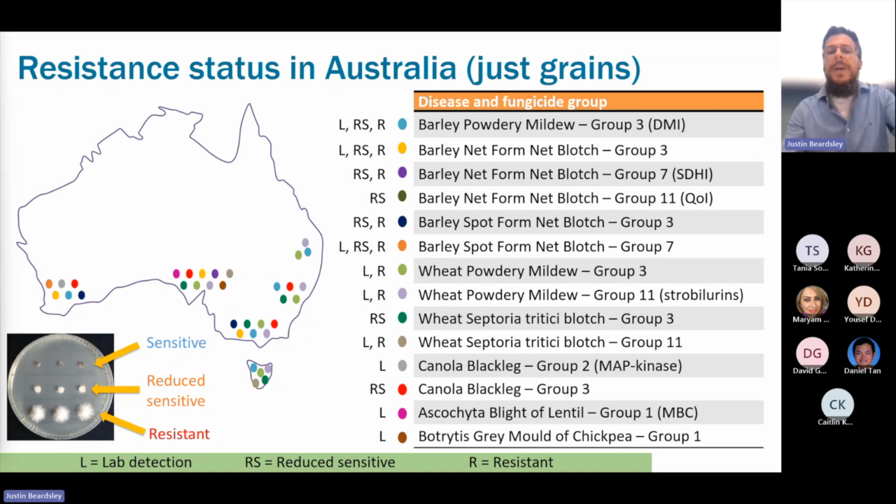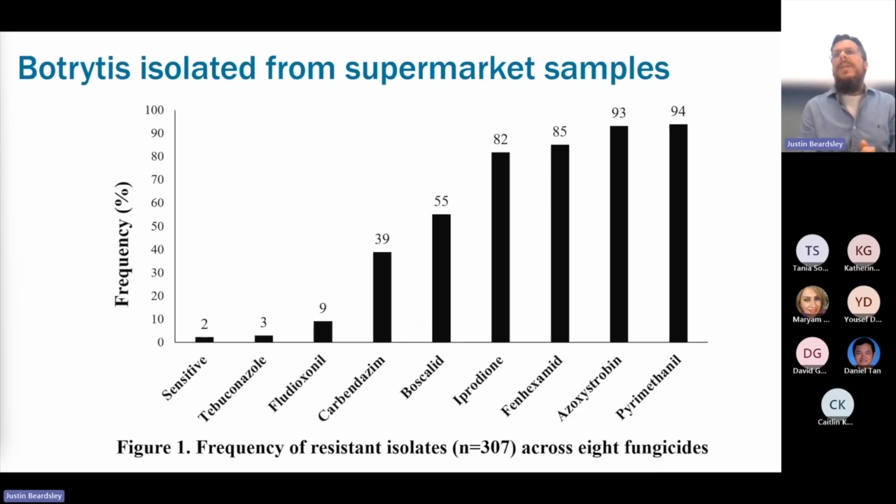So they are just all over the place, right? And this is just for grains. And the cases just basically keep piling up. Just a new case that was detected a few months ago in South Australia. But this is not just grains. For example, in botrytis, the situation is actually even worse. Botrytis is a disease that affects many crops.